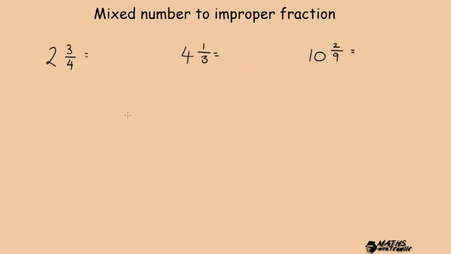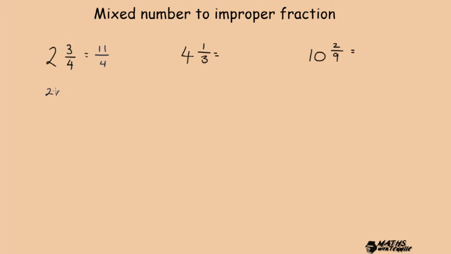We're going to change this mixed number to improper fractions. We have 2 whole pizzas, 4 slices in each pizza. So 2 times 4 is 8, plus the extra 3 is 11 over 4.